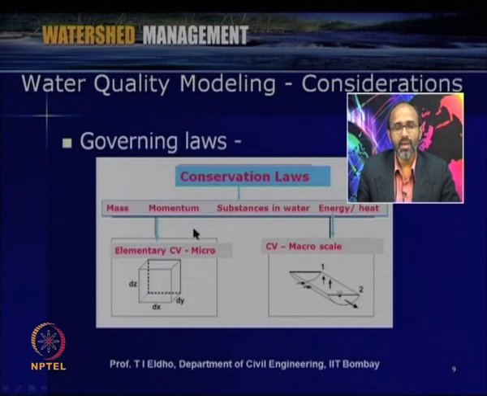When we are trying to develop the mathematical models, we can consider either micro scale or macro scale. Micro scale means an elementary control volume, a control volume of size dx into dy into dz. Or it can be on macro scale, like a section between two sections within a river, or within a pond or lake. So the control volume can be of elementary size, or it can be macro scale.